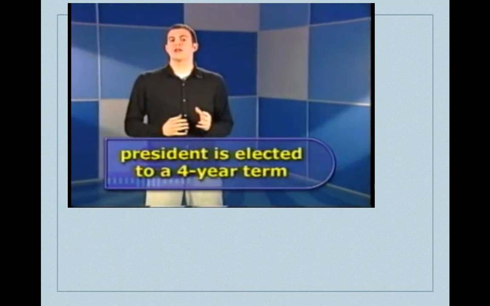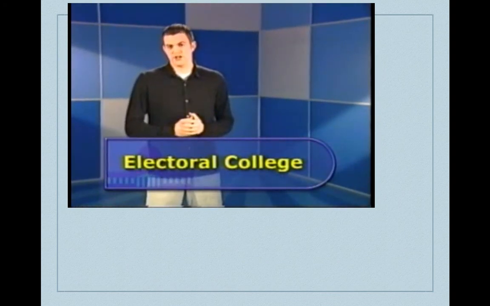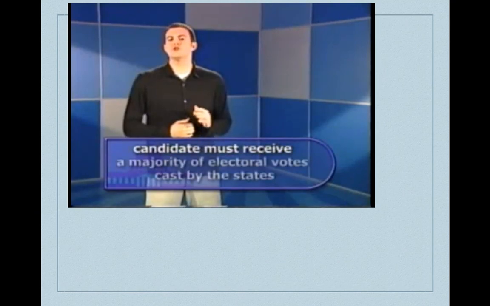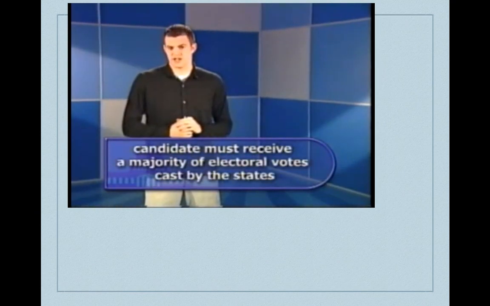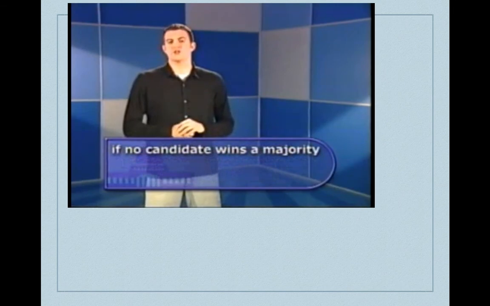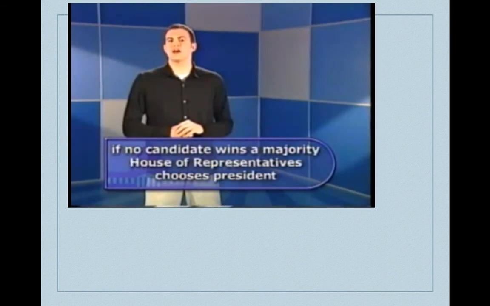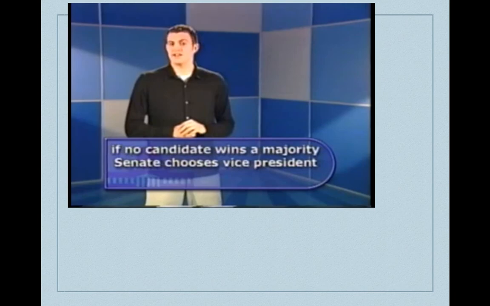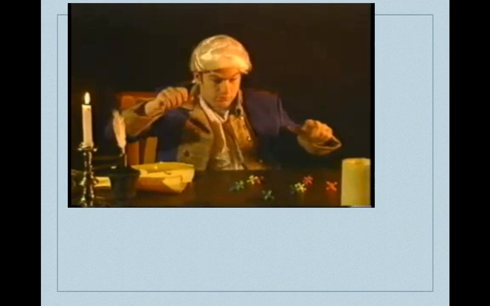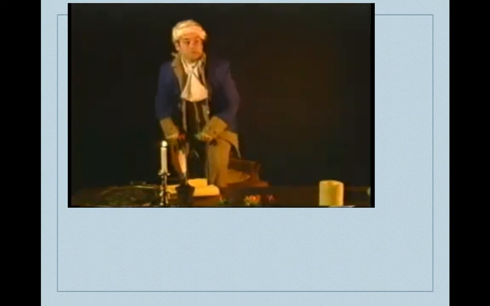The President is elected to a 4-year term through a system known as the Electoral College. To win an election, a candidate must receive a majority of electoral votes cast by the states. If no candidate wins such a majority, the House of Representatives decides who becomes president, and the Senate decides who becomes vice president.